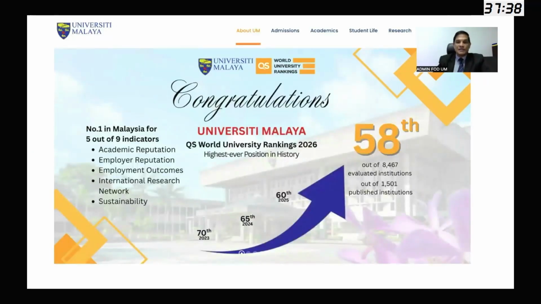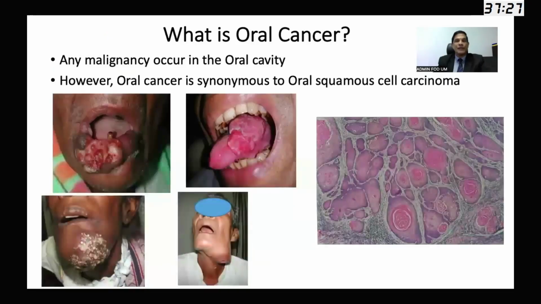University Malaya is one of the main universities in this part of the world. You can see its ever-increasing university ranking. Now we are 58th in the world in the QS university ranking. Well, now getting to the subject.